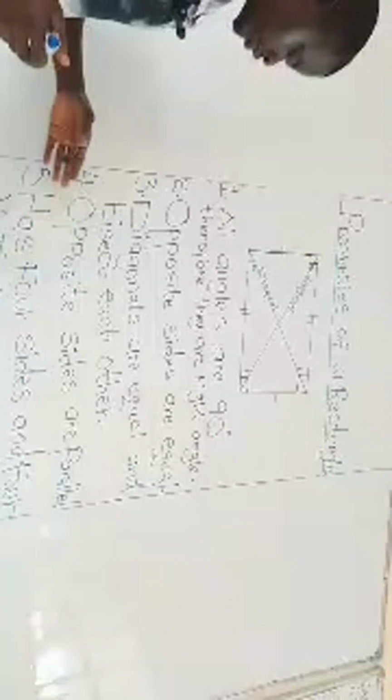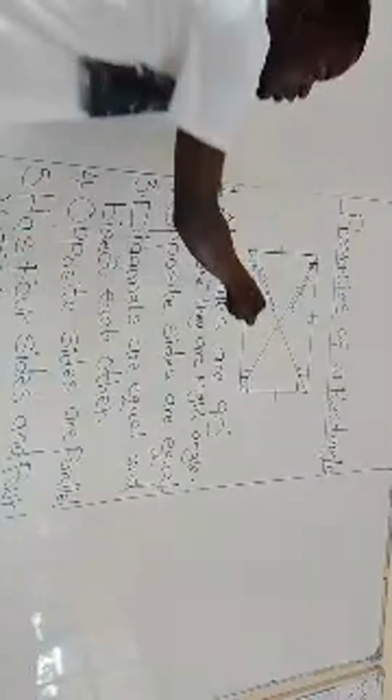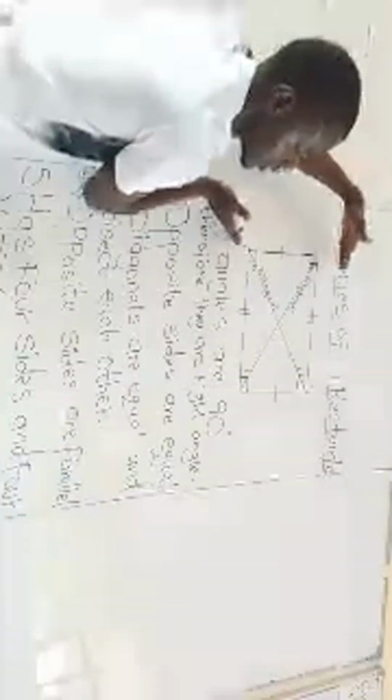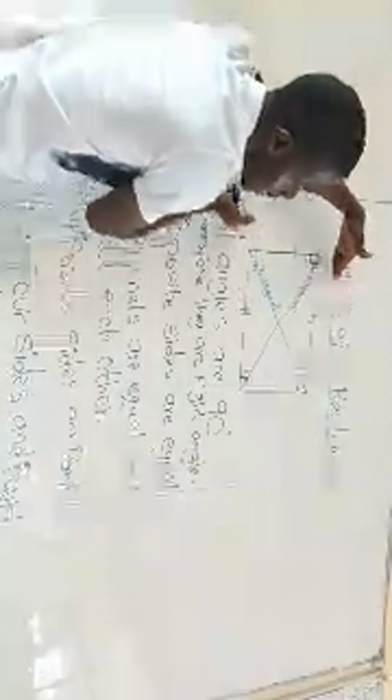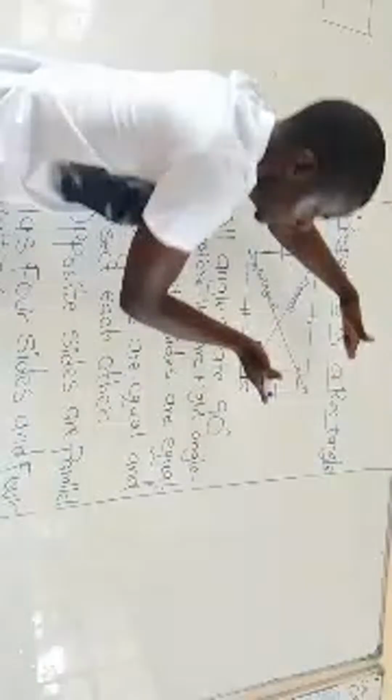Then we have the fourth point, whereby the opposite sides are parallel. The opposite sides are parallel, so you can see they do not meet. The width is going in this direction, whereby the length is going in a different direction, and they don't come into contact. That's why we say they are parallel.